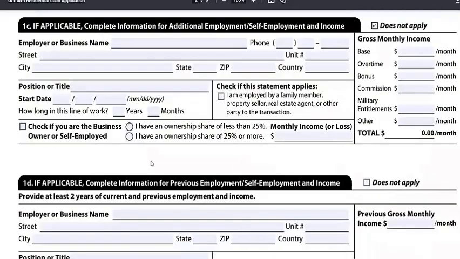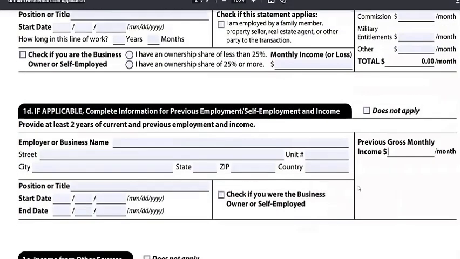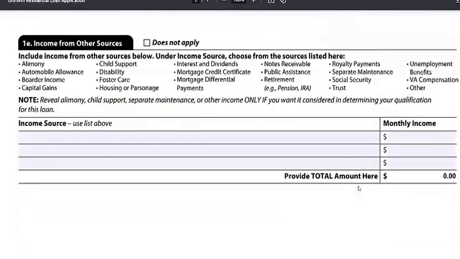Now if applicable, complete information for previous employment. So this is about the previous employment, so now they are going to give us all this, when they started the previous, when they ended. So it has more information for us. Previous gross monthly income, that is again good information for us. So it is going to help us then and there on the 1003 only.